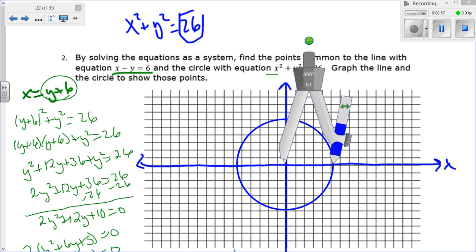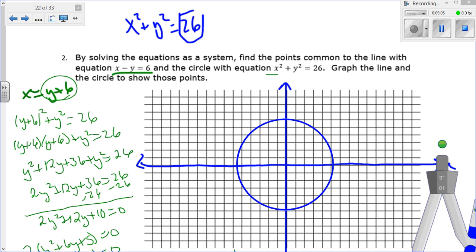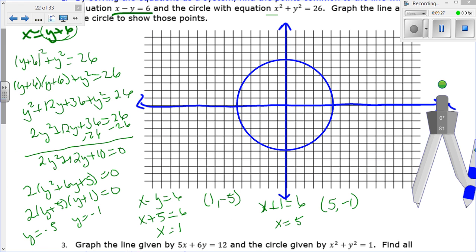And then I'm going to move this out of the way here. And we have the line, if I put it in y equals, y equals x minus 6. So my slope is 1, my y-intercept is negative 6. So go down to negative 6. 1, 2, 3, 4, 1, 2, 3, 4, 5, 6.